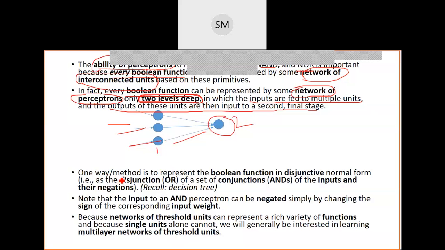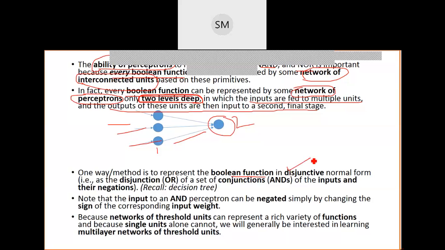So there is one procedure to represent these Boolean functions: we can represent them in the form of disjunctive form. Disjunctive form. Are you recalling this word? Have you heard this word disjunction in a previous module?